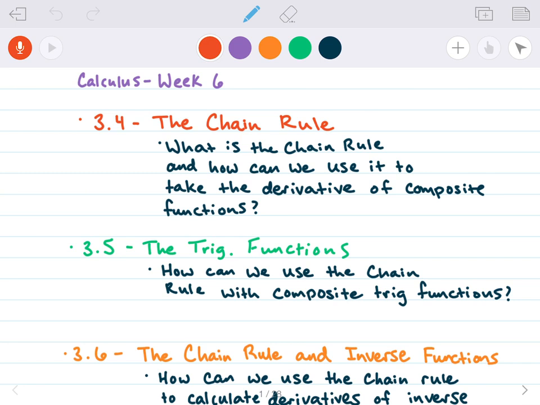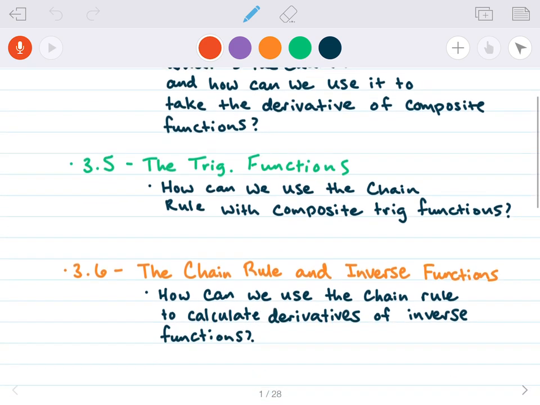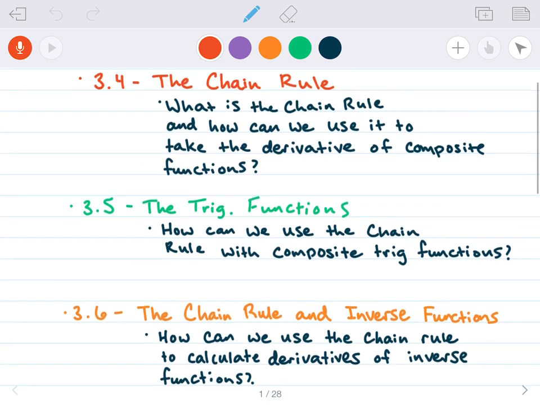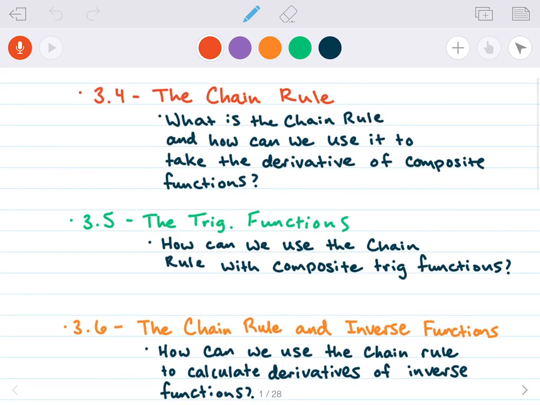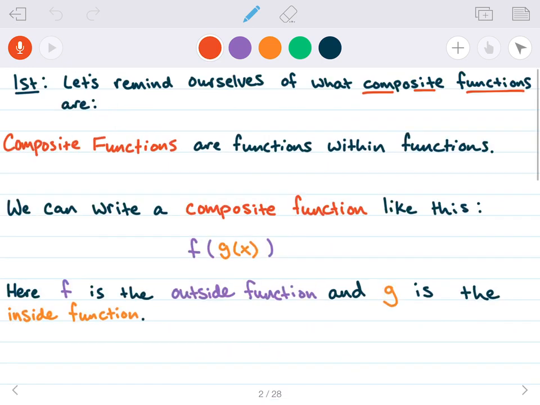We're going to look at several applications of the chain rule using e to the x, ln of x, trig functions, and even inverse trig functions. So this is going to cover 3.4, 3.5, and 3.6 in the textbook. So let's just get going with it.